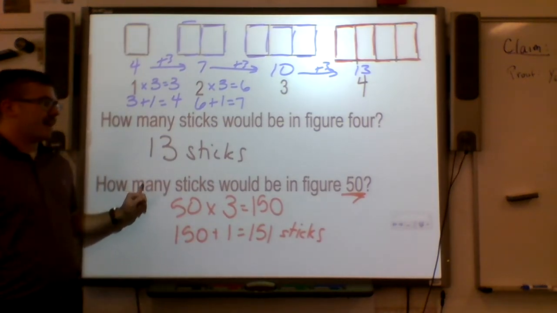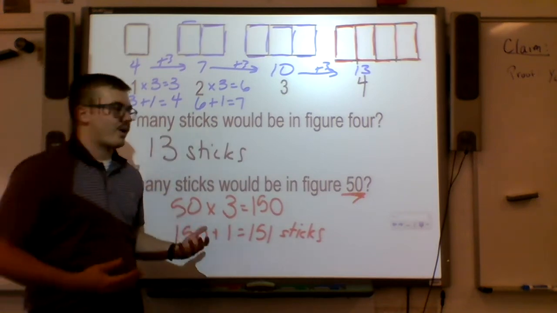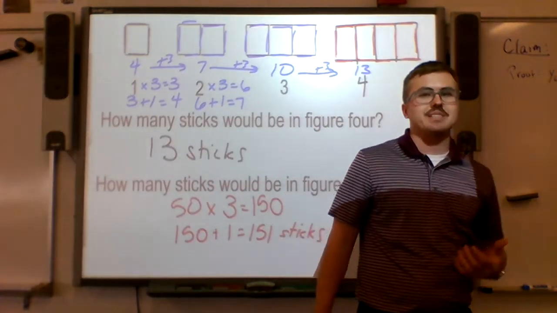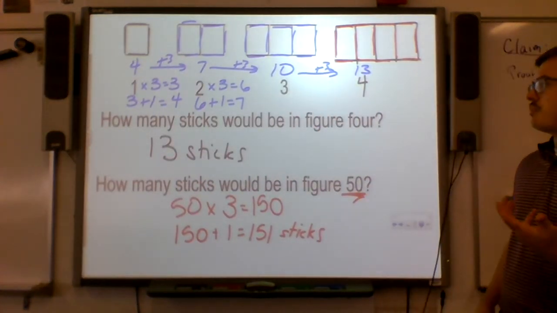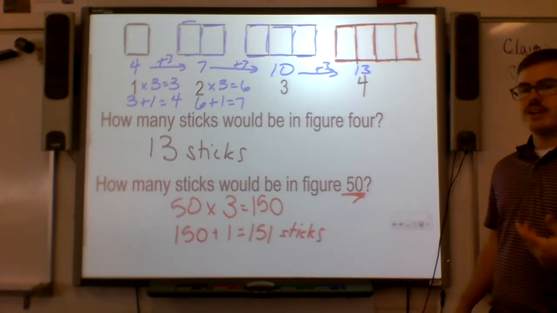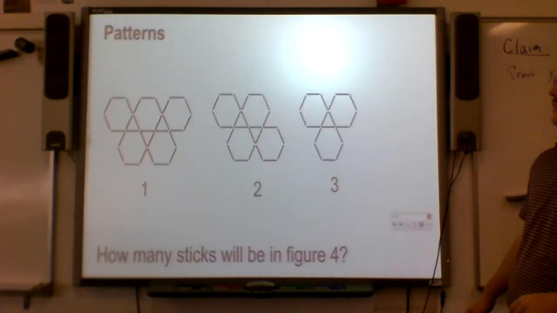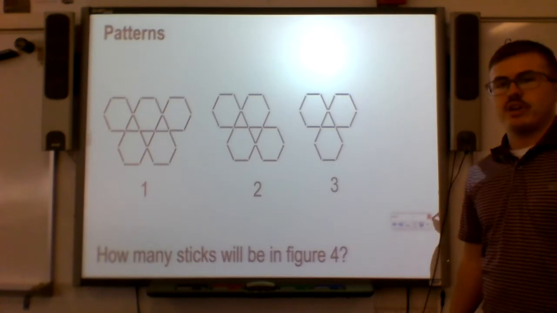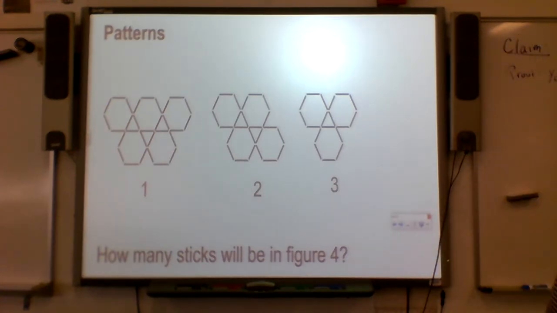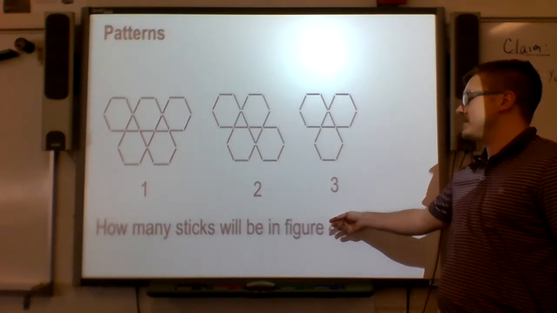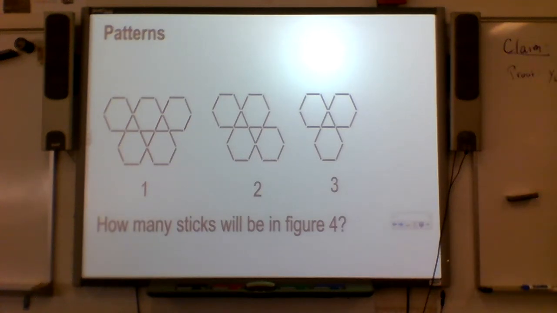Now, if you didn't get that, that's all right. We're just practicing with it, see if we can develop a sense for these types of patterns. Here is our next pattern. We've got figure 1, 2, and 3, and we've got to figure out how many sticks there would be in figure number 4. Now, I think this one's a little bit easier, but see if you can figure out how many sticks would be in figure number 4 and explain how you got that number.